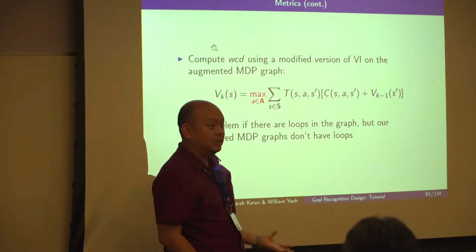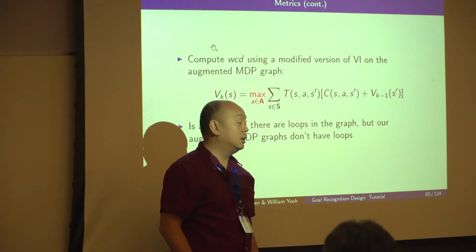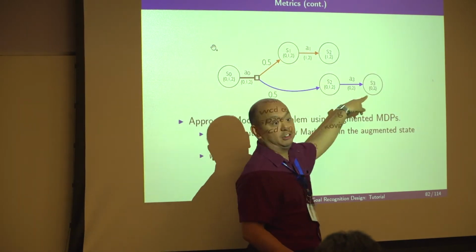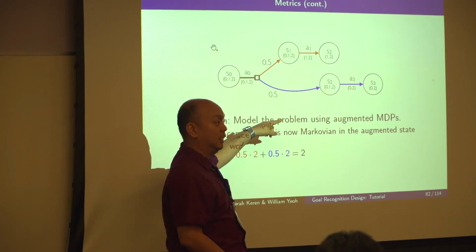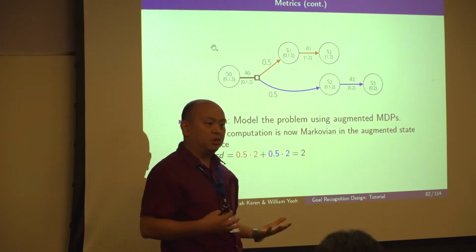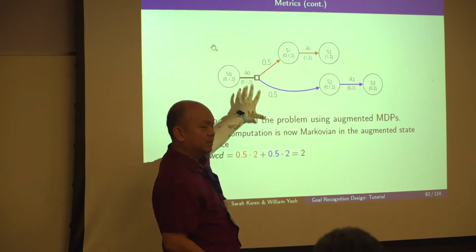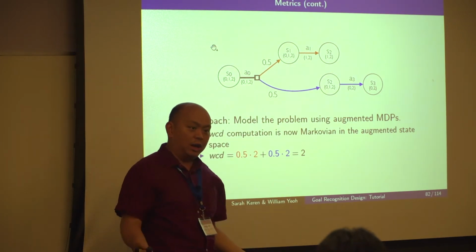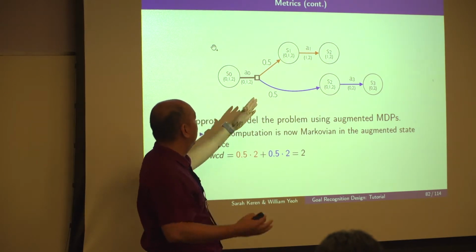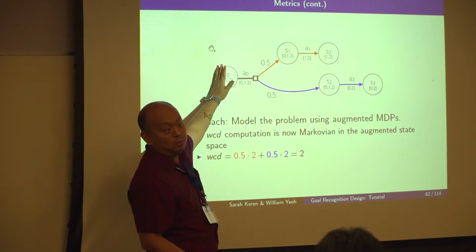But in our MDPs, we don't have loops. Because each of these corresponds to a trajectory, right? And so we will essentially have a tree. So if you ran this modified version of value iteration on this augmented MDP, all is well and good, and you would actually get the optimal value, the maximal value at the starting state, and that would be the WCD.